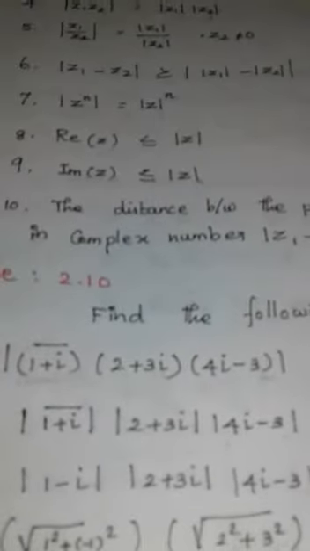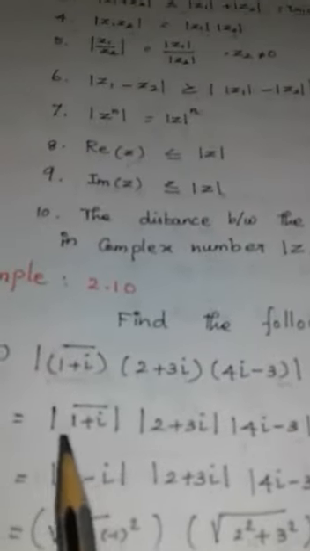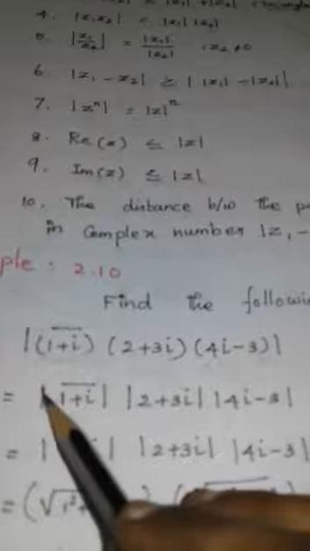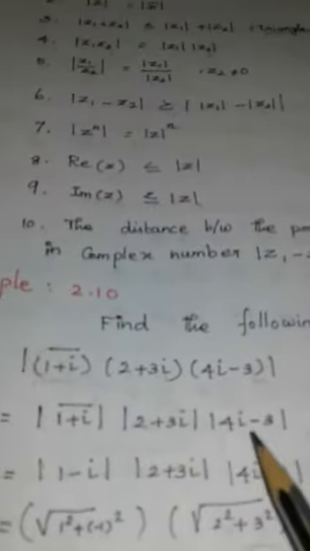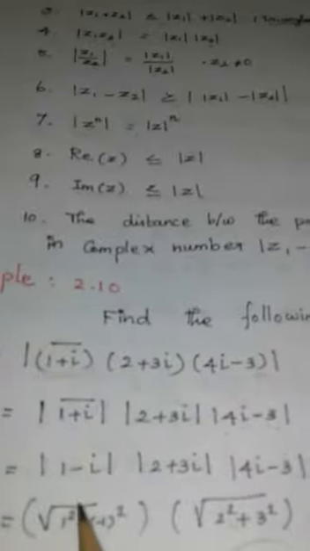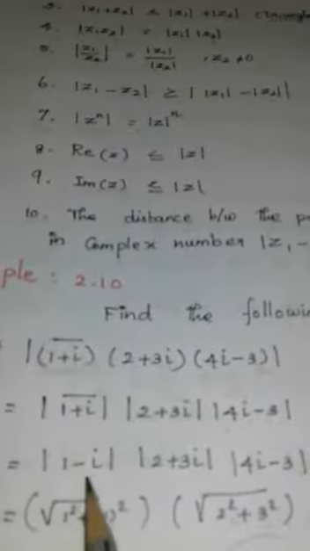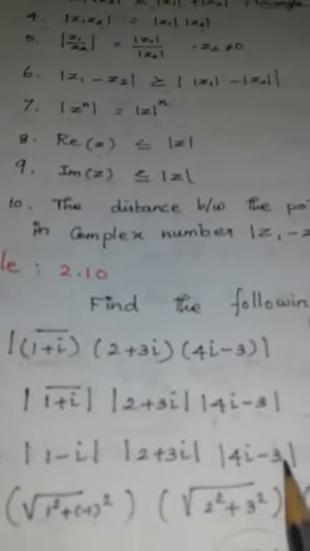Now, using that property, I write the whole modulus as separate moduli. So the modulus of 1 plus i bar, separate modulus of 2 plus 3i, separate modulus of 4i minus 3. Bar means conjugate, so 1 plus i whole bar is equal to 1 minus i.